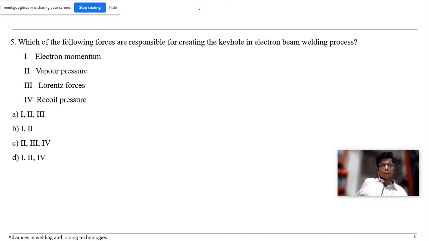Electromagnetic momentum means that because of high voltage, electrons are accelerated towards the base plate, and their kinetic energy is converted to heat energy, and it will evaporate the molten pool. Because of that, vapors will be created, and this vapor pressure will be maintained, and because of that recoil will be happening. So because of these three things, the keyhole will be formed in electron beam welding.